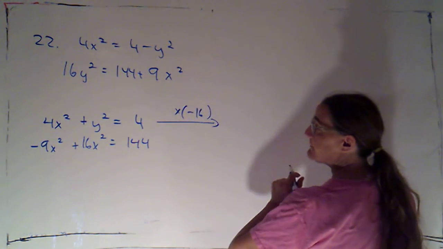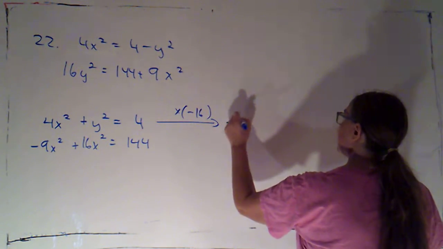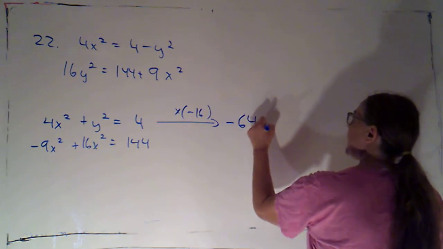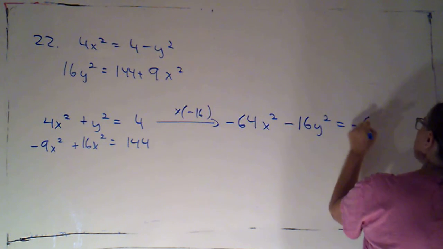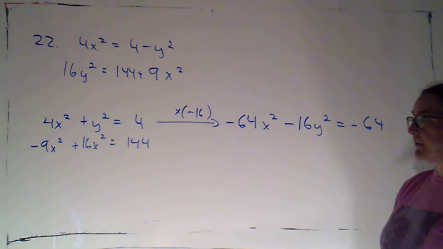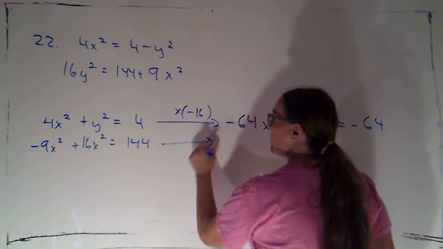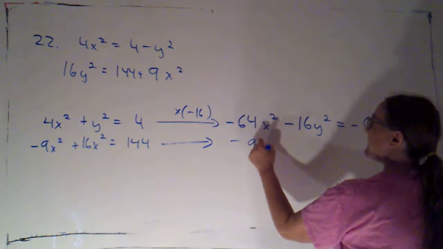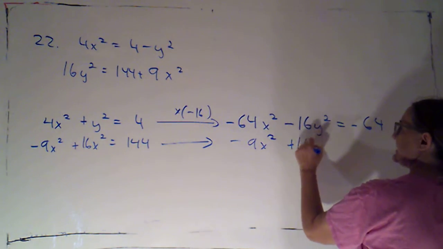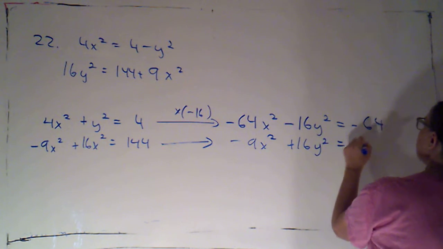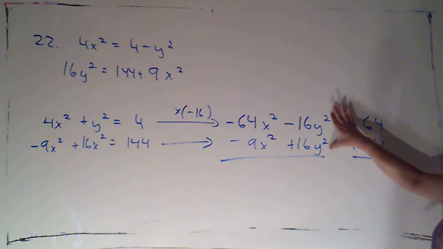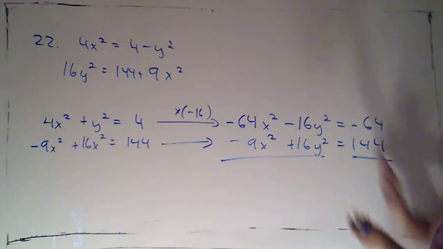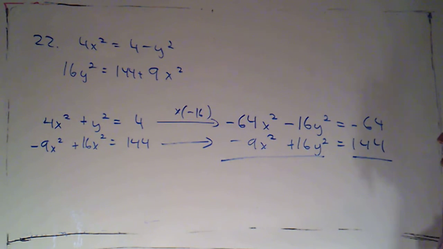If I multiply this first one by negative 16, I'm going to get negative 64x squared minus 16y squared equals negative 64. I'm going to keep this one the same, so negative 9x squared plus 16y squared equals 144. And now that I have the opposite number of y squareds, if I add, the y squareds will drop out.